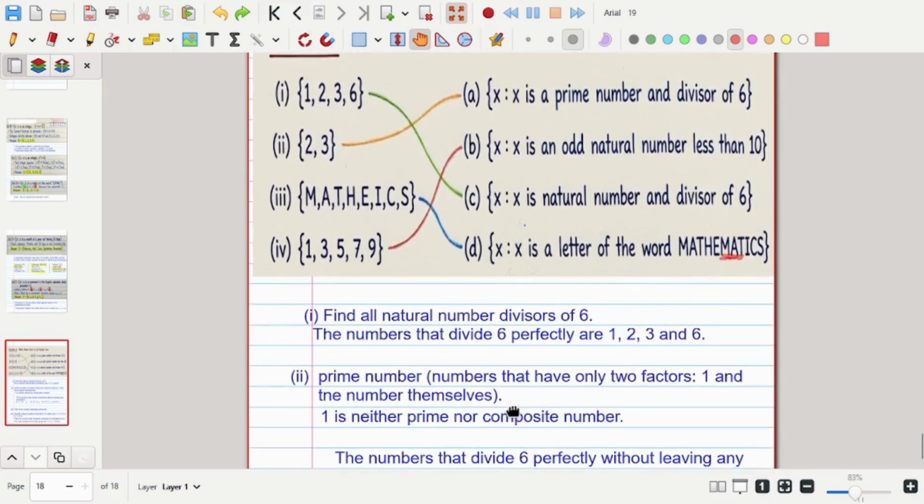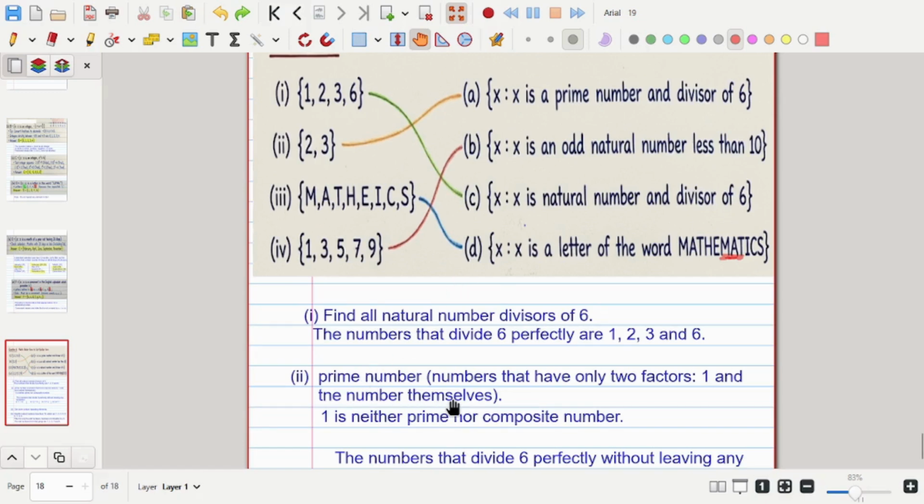Therefore, 1, 2, 3, 6 are the divisors of the 6, and they all are natural numbers. Natural number means the numbers that start from the 1 and go to infinity. Therefore, 1, 2, 3, 6, this set builder form is x is a set of all x such that x is a natural number and divisor of 6.